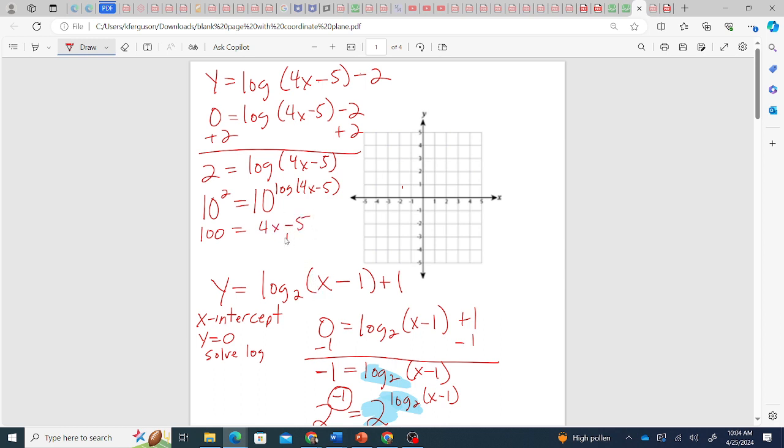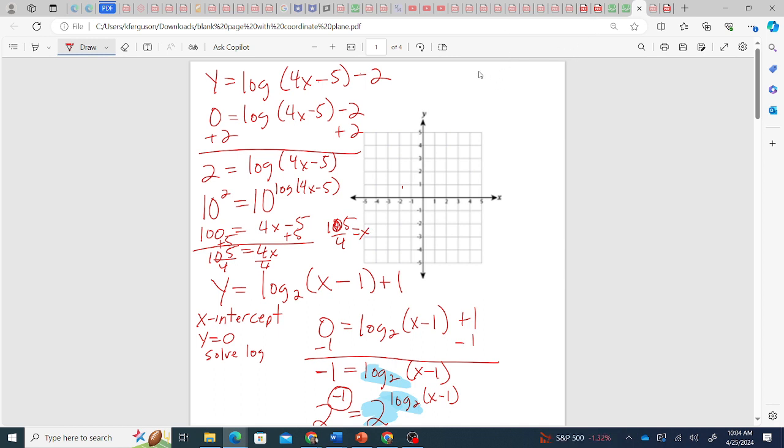So then I add 5 to both sides. That's 105 equals 4x. And then I divide by 4 on both sides. I end up getting 105 over 4 is my answer. Because it doesn't divide evenly, so you don't even do it. Just 105 over 4. That's the x-intercept.